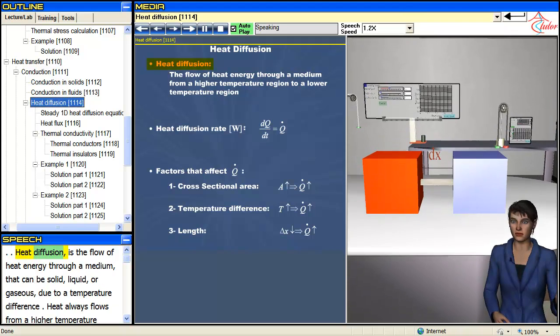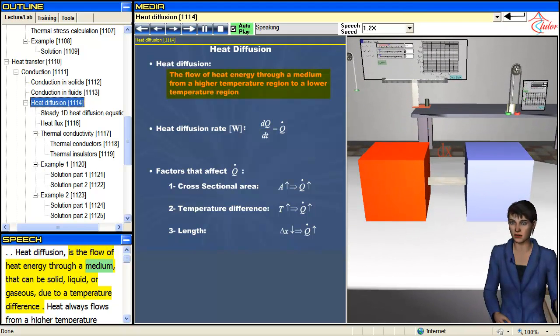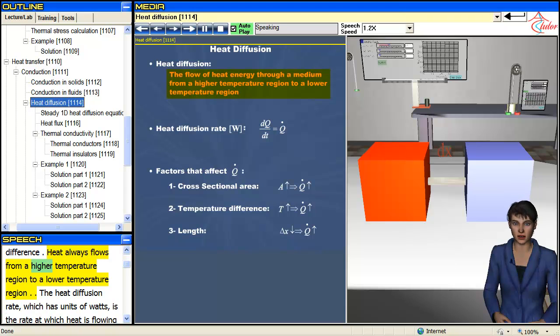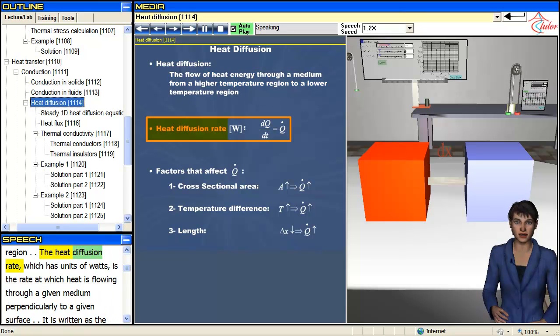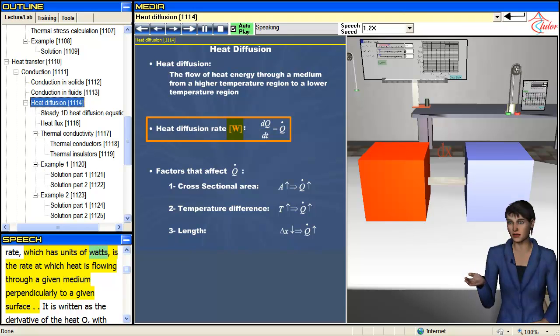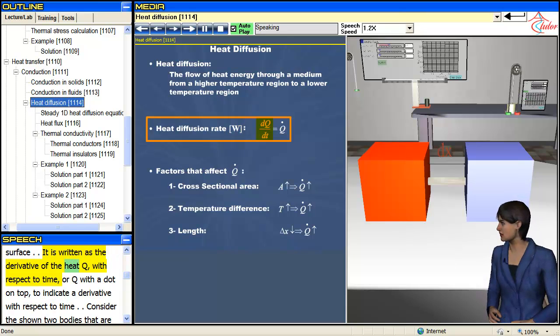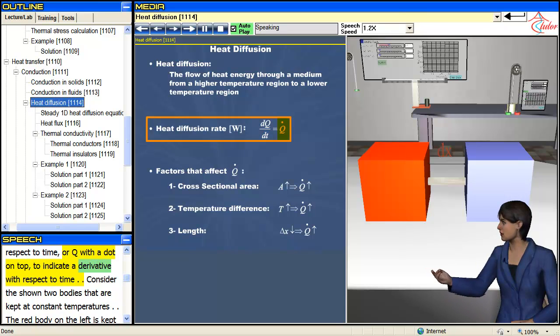Heat diffusion is the flow of heat energy through a medium that can be solid, liquid, or gaseous, due to a temperature difference. Heat always flows from a higher temperature region to a lower temperature region. The heat diffusion rate, which has units of watts, is the rate at which heat is flowing through a given medium perpendicularly to a given surface. It is written as the derivative of the heat Q with respect to time, or Q with a dot on top, to indicate a derivative with respect to time.